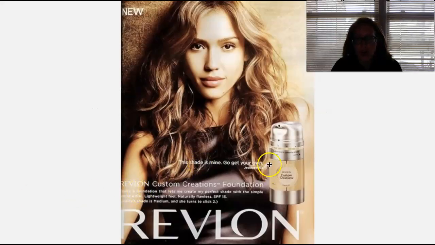Using a quote from her is an appeal to ethos and trust, because they really want you to believe that she uses this makeup. And also saying Jessica's shade is medium and she turns to click two, again, they really want to hit it home and have you believe that she uses this makeup. That's going to make it more believable and more trustworthy to have her as a spokesperson, because using her makes a couple of appeals. It's pathos and it's ethos. It's ethos, and you might see this as an unfair appeal to ethos because they're using a celebrity.